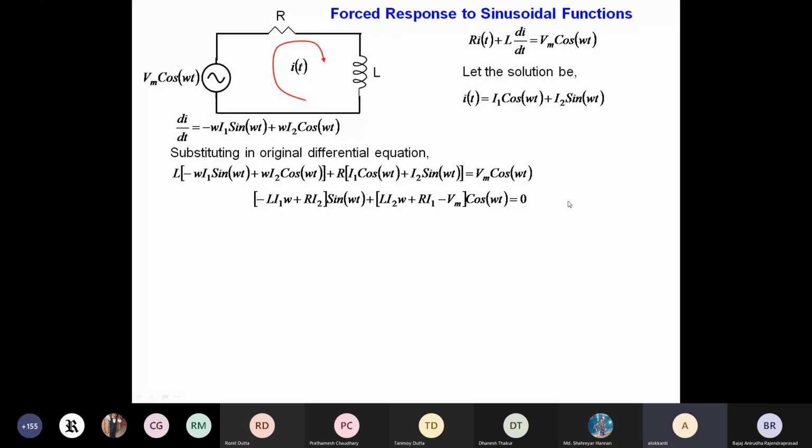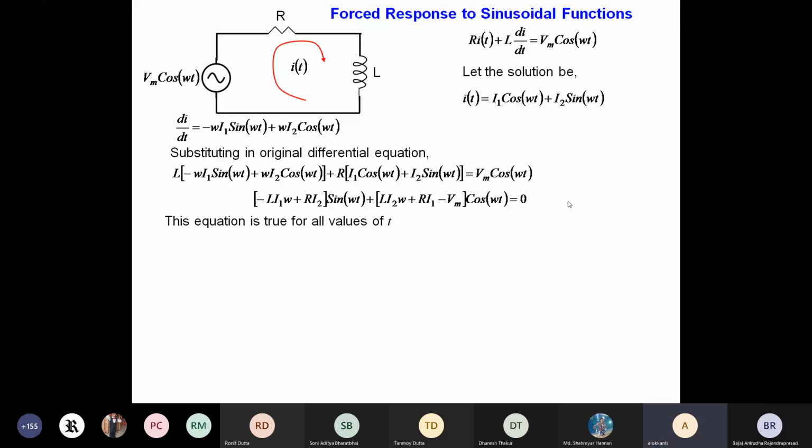So what is the inference from this? The right-hand side is 0. When can the left-hand side become 0? When the coefficients of sin omega t and cos omega t are 0. This equation is true for all values of t. For any value of t there will be some sin omega t and cos omega t value, but to ensure that the equation holds for all values of t, the individual coefficients should be equal to 0.